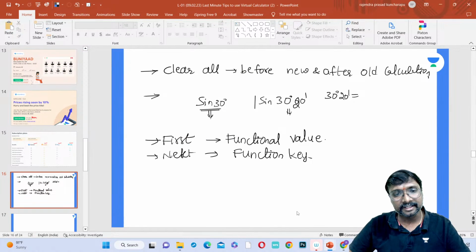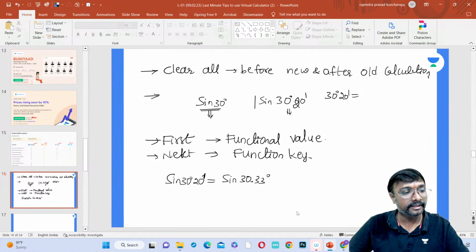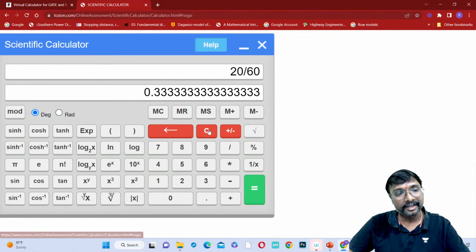This is your sin 30 degree 20 minutes ना. So sin 30 degree 20 minutes बोले तो क्या? Sin 30.33 degrees, you can say, right. Like that you have to enter. So clear all, what you need to do?